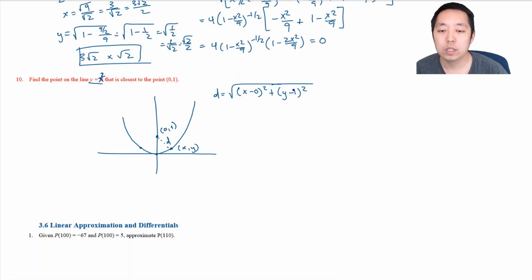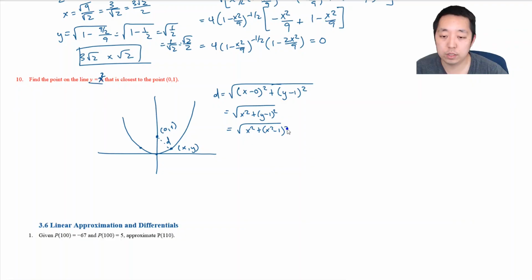Now I need to replace y, so this is the square root of x squared plus y minus 1 squared. And I do know that y equals x squared. So this point isn't just any point, it's the point y equals x squared. So I can replace this with the square root of x squared plus x squared minus 1 squared.